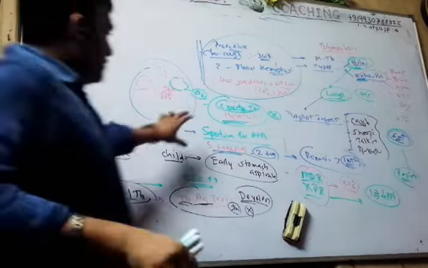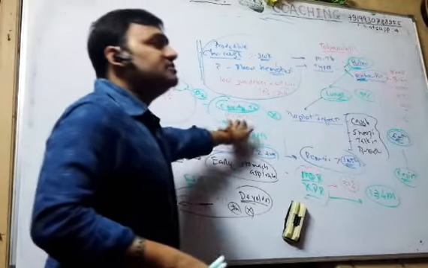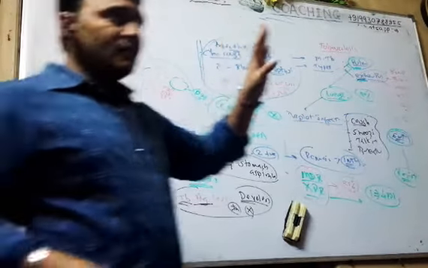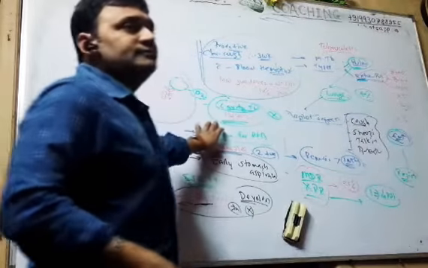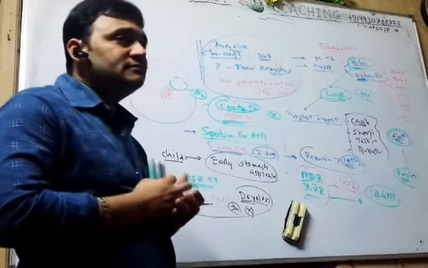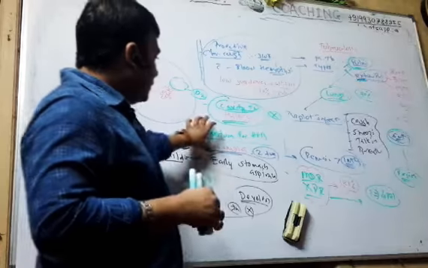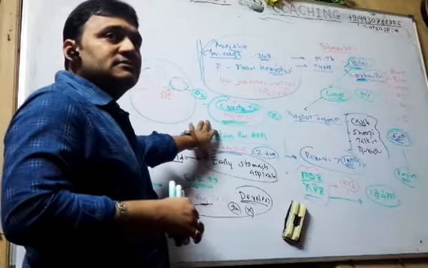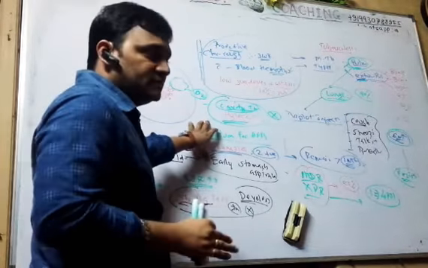So summing up, we can finalize that sputum for AFB is the investigation of choice, for pulmonary TB I am talking about. What about extrapulmonary TB? Do they also have cough and all those things? Bone tuberculosis, what are the symptoms?